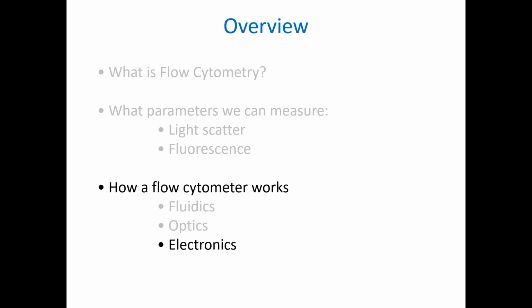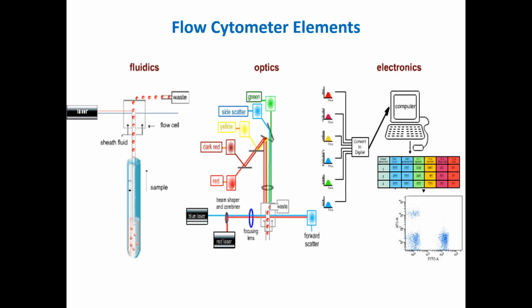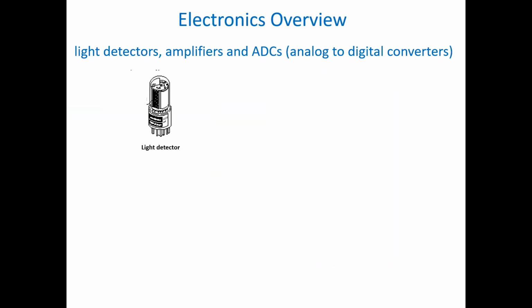Now let's look at the electronics. The electronics consist of the light detectors, amplifiers, and converters, which measure the photons of light emission from the different fluorochromes and convert them to a digital number proportional to the amount of fluorescence emitted as the cell went through the laser. The information is then saved to the computer in a data file. Here we have an overview of the electronics, and we'll look at each of these steps in more detail.